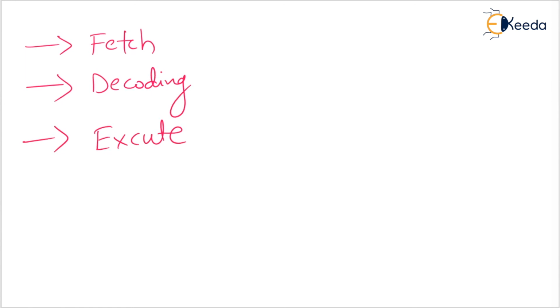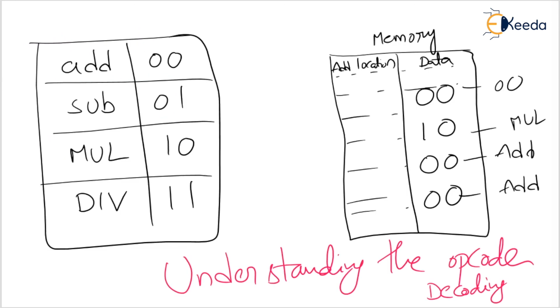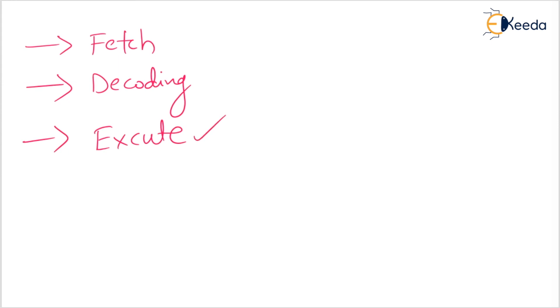Suppose add is there. You understand the opcode, that is add. Next is multiplication. Who will do add? The ALU. The ALU performs all arithmetic and logical operations. Then it will execute. Multiplication also means the ALU performs the execution.